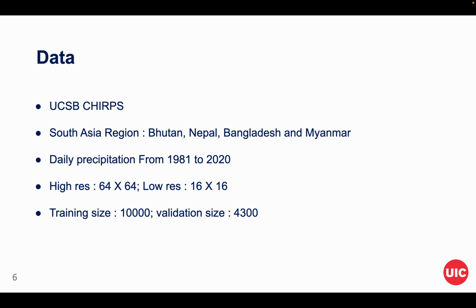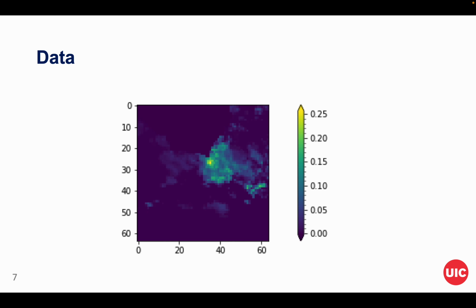The source of the data used in this project is UC Santa Barbara's CHIRPS dataset, and the focus was only on the South Asia region, which contains countries like Bhutan, Nepal, Bangladesh, and Myanmar. The data contains daily precipitation observations from 1981 to 2020. Here is a sample from the high-resolution data.